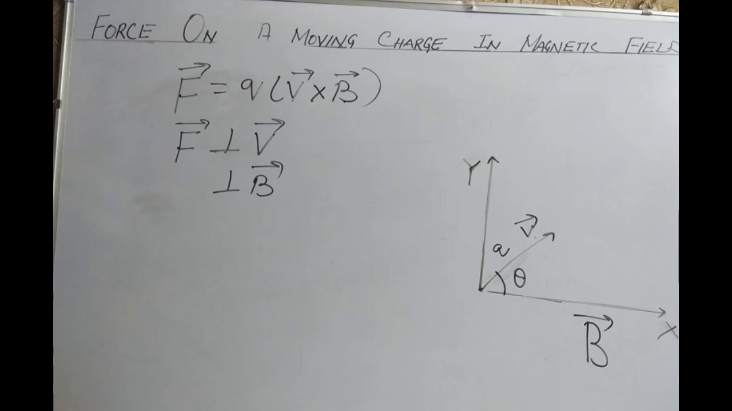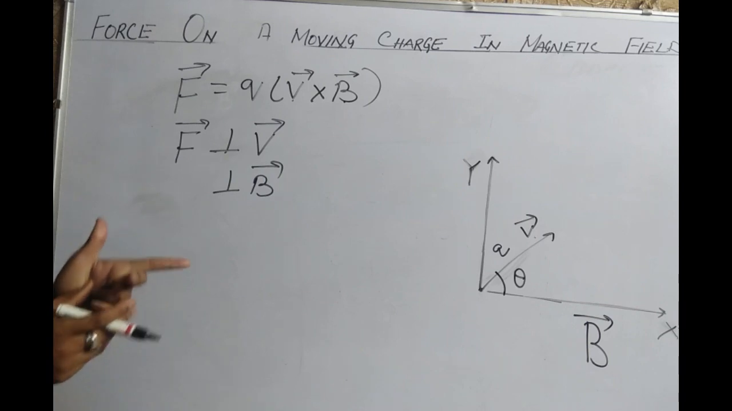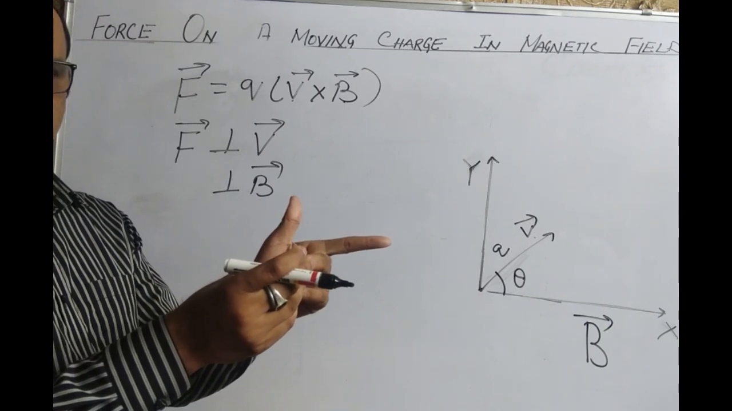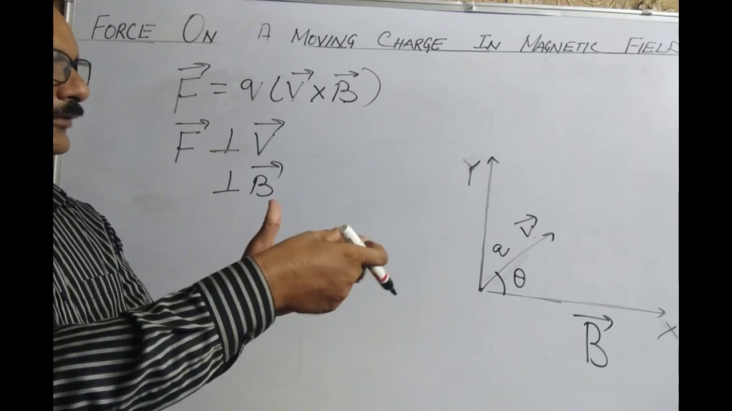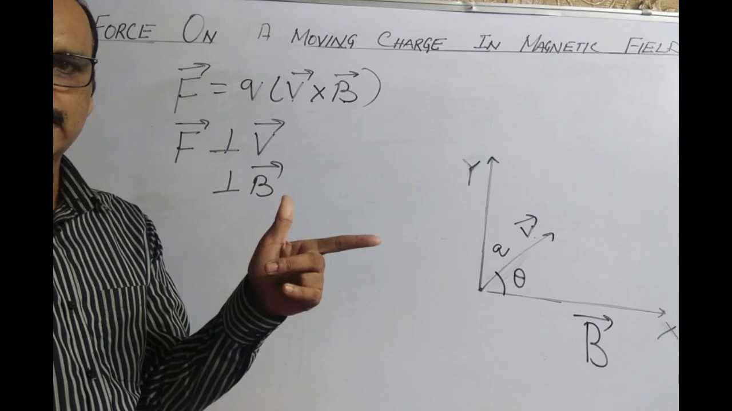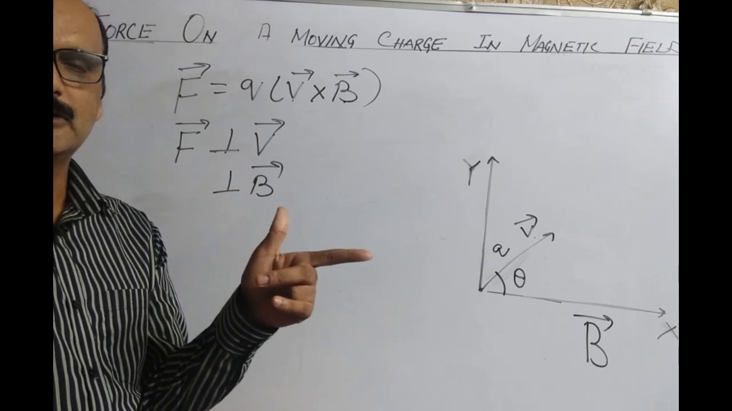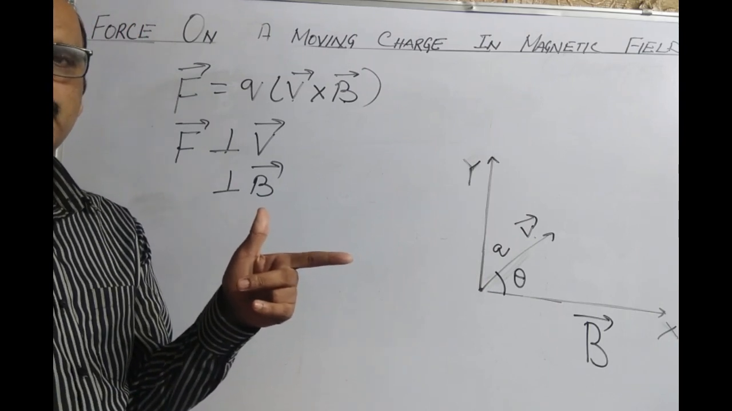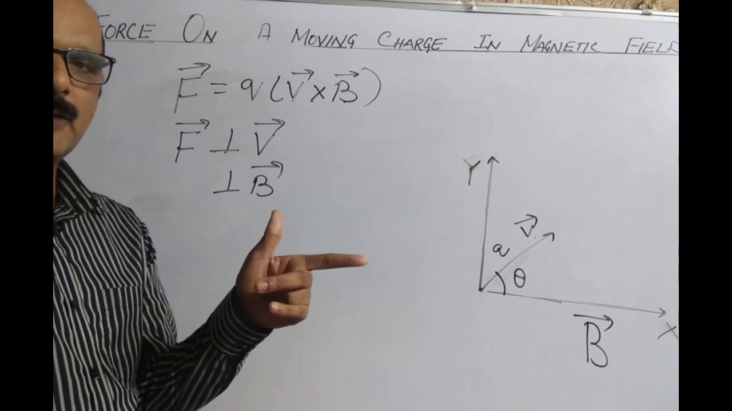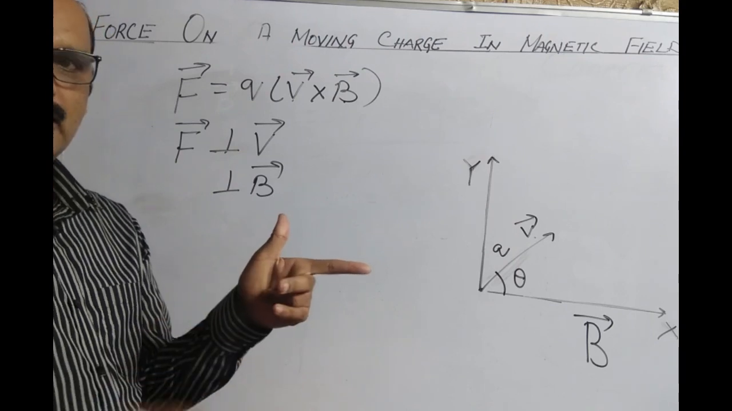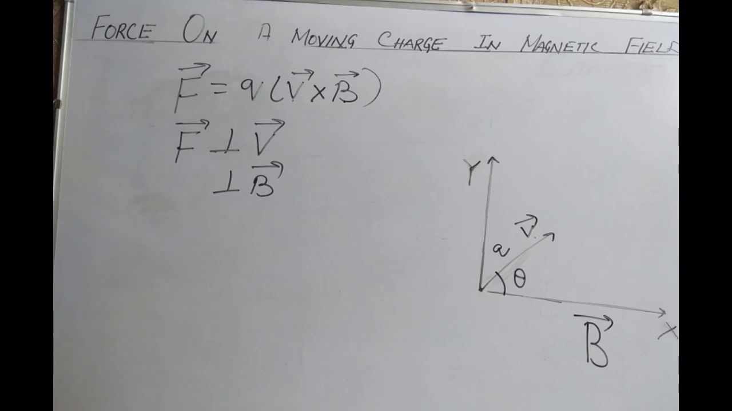The direction of this force is given by Fleming's left hand rule. Right? If this is the direction of the velocity and this is the direction of the field, then this will be the direction of the force on the charged particle. Clear? If a charged particle enters a magnetic field, it experiences a force if it is not parallel to the field, and the direction of the force is given by Fleming's left hand rule. Right.